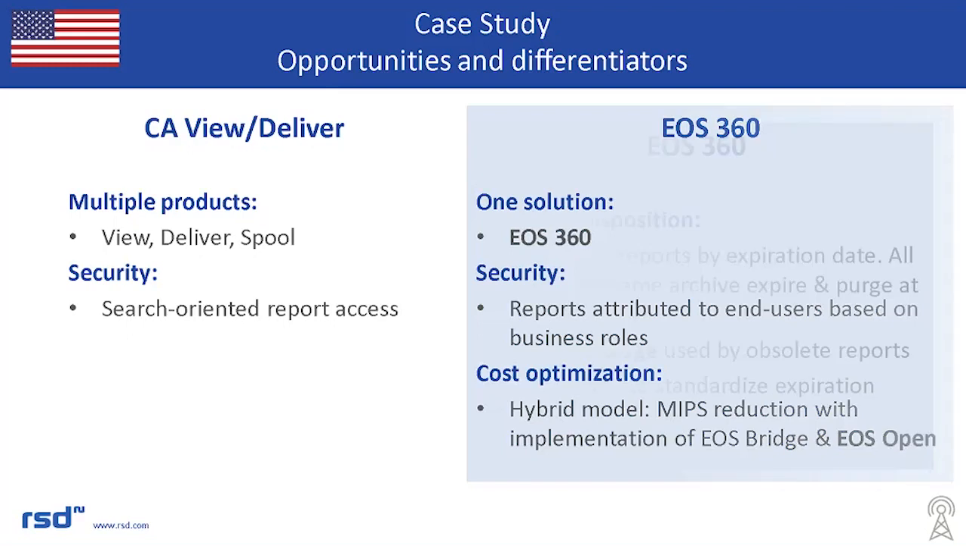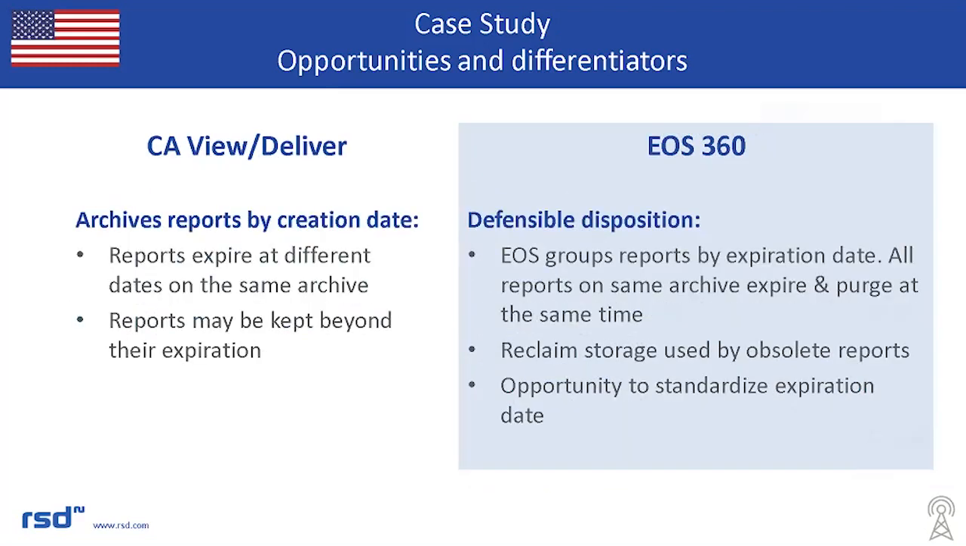Next slide. Okay, another differentiator was basically that there was enhanced legal compliance with the EOS 360 product. With CA View and Deliver, it archives reports by creation date. And so reports that expire at different dates were on the same archive. So reports had the potential to be kept beyond their expiration date.